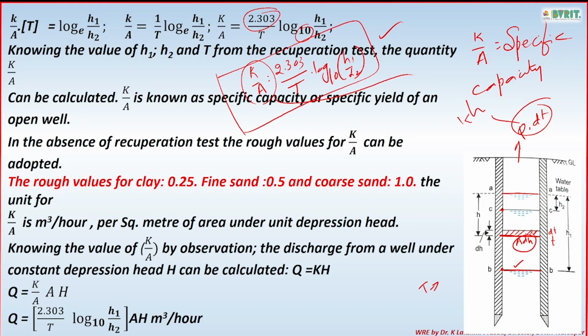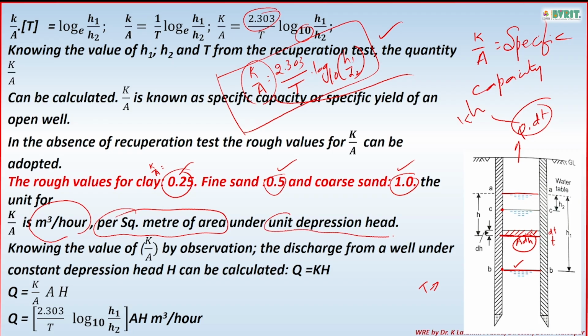Even without doing the recuperation test, rough values of K by A can be taken. K by A is equal to 0.25 for clay, 0.5 for fine sand, and 1 for coarse sand. These three are enough for you. Remember that in the absence of data, K by A can be one of these values, depending on the soil. What is the unit of K by A? It is meter cube per hour per square meter area under unit depression head. So kindly remember that.